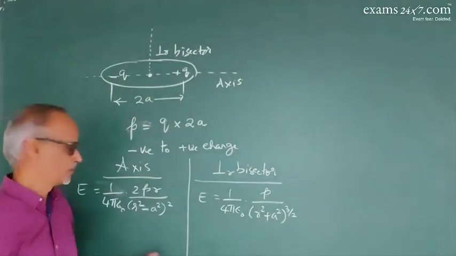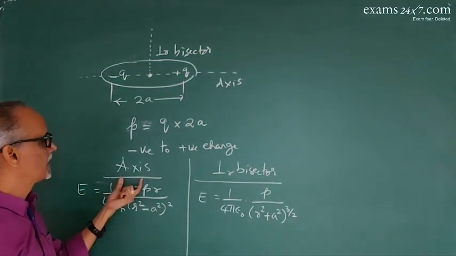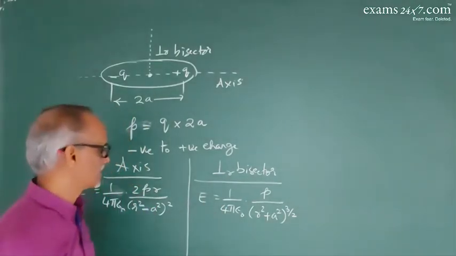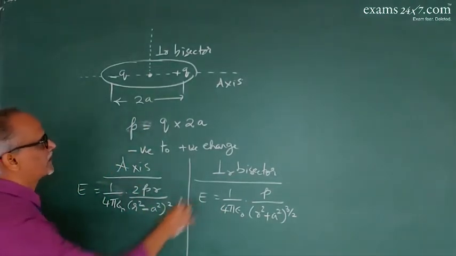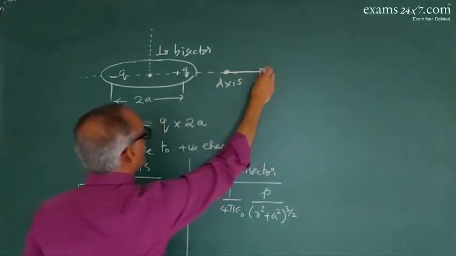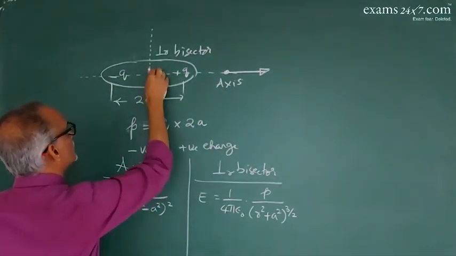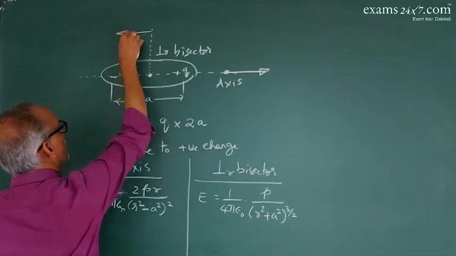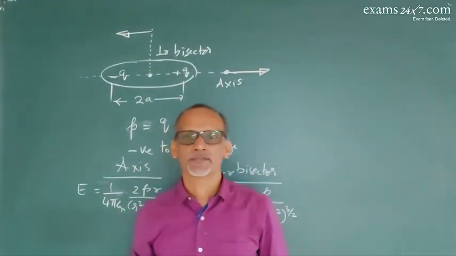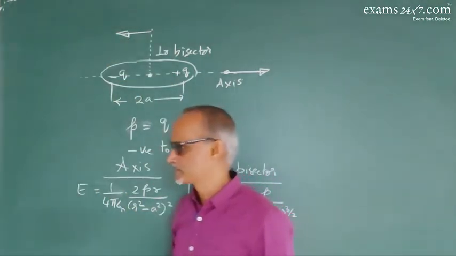So these are the electric field at a point on the axis, and this is the electric field at a point on the perpendicular bisector. Now what is the direction of this? At a point on the axis, it is along the direction of the dipole moment. Whereas at a point on the perpendicular bisector, it is parallel to the axis but opposite to the direction of the dipole moment. Exactly opposite to the direction of the dipole moment.